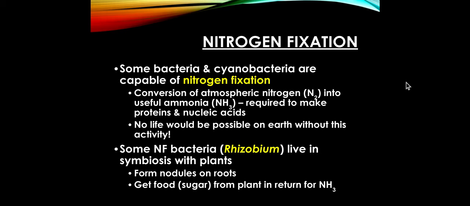One species that we have a video of on the D2L and that you would look at if you were in lab is called Rhizobium, and it's going to live with plants in their roots. And they form these little nodules or sort of little ball shapes on the roots. And they're able to live together because the Rhizobium is able to give the plant ammonia to make proteins and nucleic acids. And then the Rhizobium is given sugar from the plant.